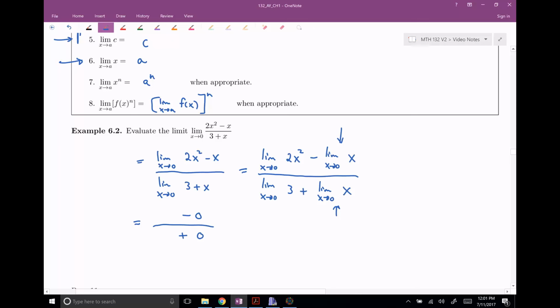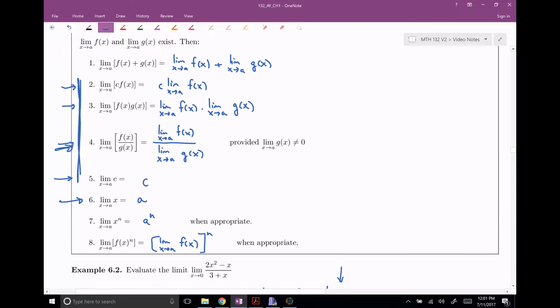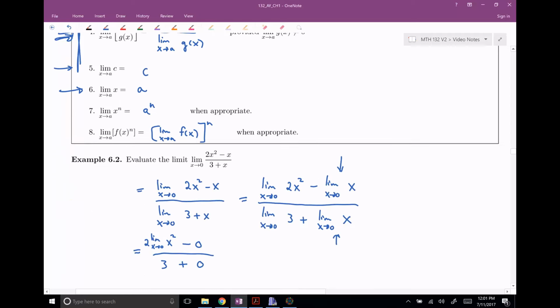Well, it's a constant. It says I have nothing to do with x, leave me out of it. That's just going to be good old 3. The only one that's left is this one, and we need to do one more step here. I'm going to take this 2 and factor it out, so I'm going to do 2 times the limit as x goes to 0 of x squared. We can do this because of this constant multiple rule here. Number 2 says that you can factor out these constants.